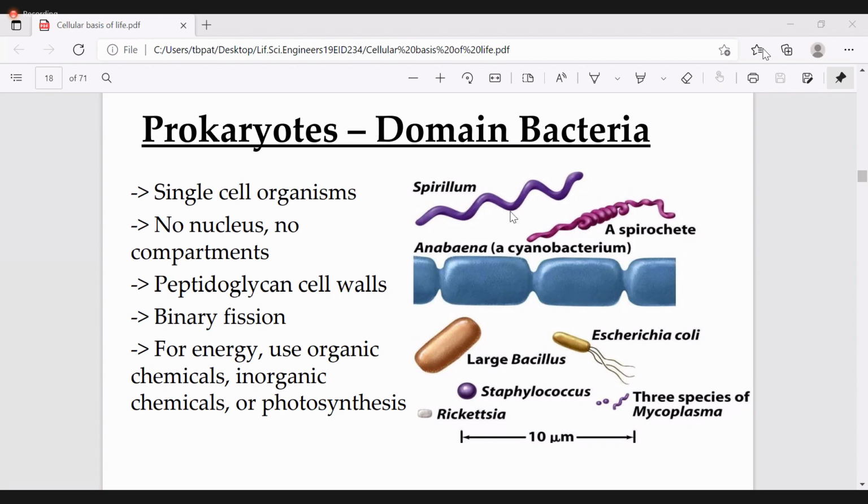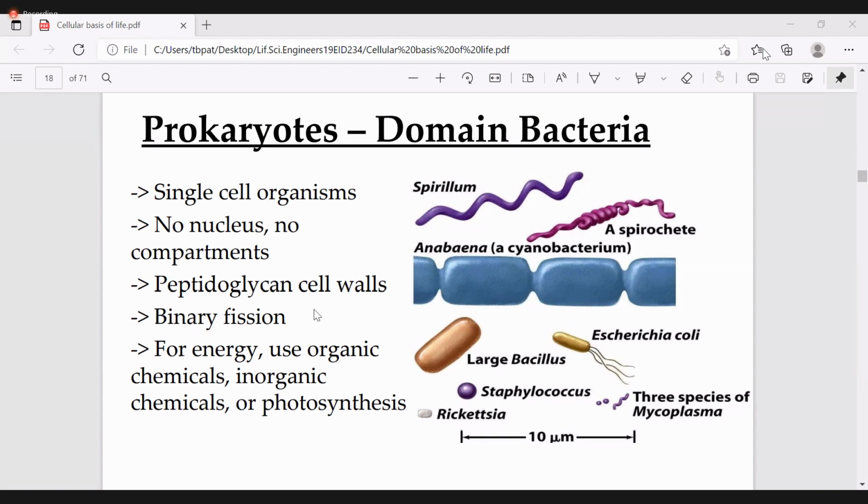A lot of bacteria are a good example, a good domain of prokaryotics. A single cell has no nucleus and no components. It has peptidoglycan cell walls. It can break easily, it can easily penetrate, it can easily attack other bodies, and it can easily enter into the host.